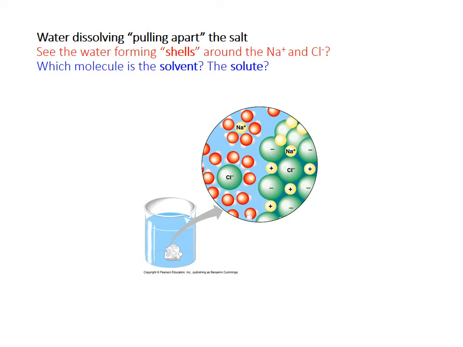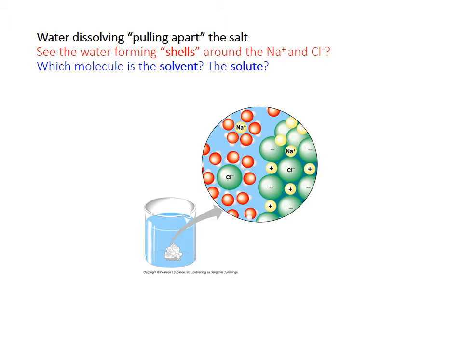As you can see in this picture right here, the solute, which is sodium chloride or table salt, is being pulled apart by the polar water molecules. Chlorine has a negative charge, sodium has a positive charge, and the negatively charged side of the water molecule, the oxygen, is attracted to the positive sodium ion, while the positively charged parts of the water molecule, those white hydrogens, are attracted to the negative chlorine.